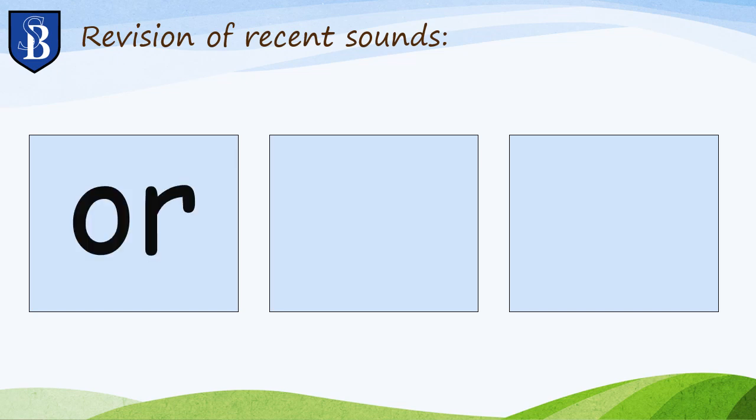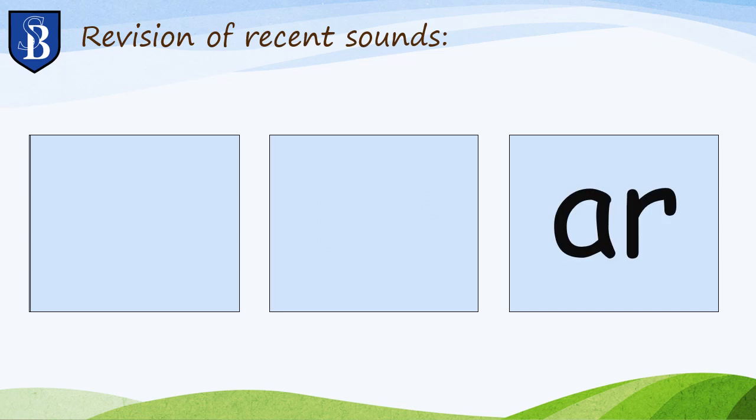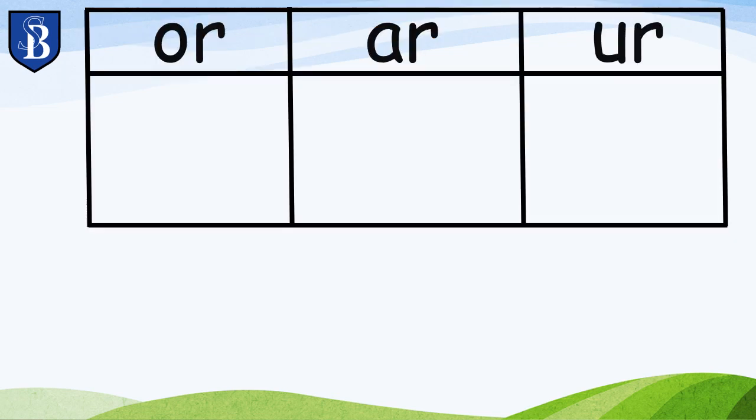This week we've been thinking about three digraphs. We've been thinking about or, ar and ur. These three sounds are all digraphs. They all have how many letters? That's right, they all have two letters: or, ar and ur. Today we're going to be sorting some words and reading words that use the or, ar and ur digraphs.